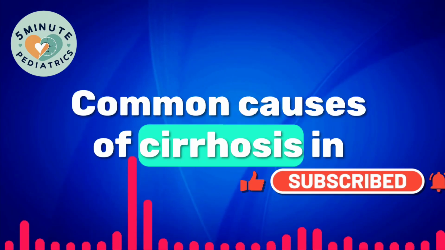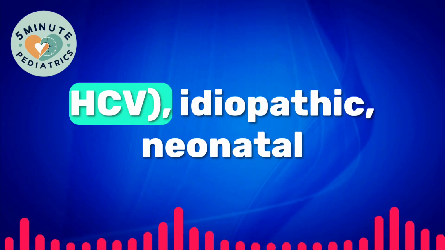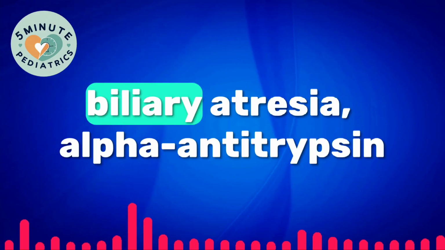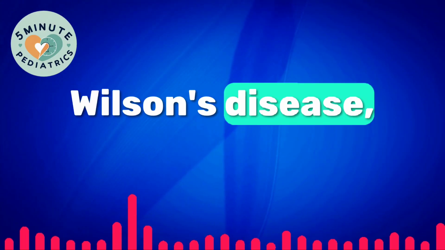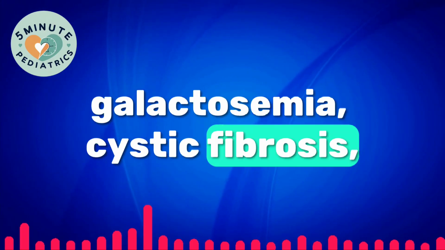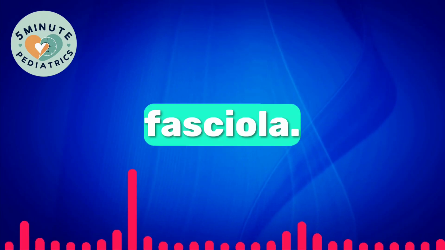Common causes of cirrhosis in children: viral hepatitis, HBV, HCV, idiopathic, neonatal hepatitis, biliary atresia, alpha-1 antitrypsin deficiency, Wilson's disease, hemochromatosis, galactosemia, cystic fibrosis, parasitic causes: opisthorchis, schistosoma, fasciola.